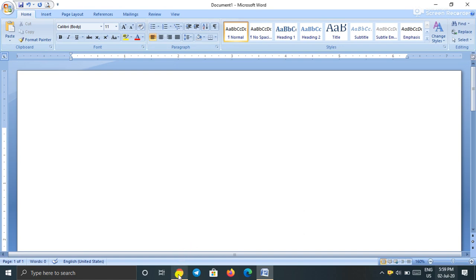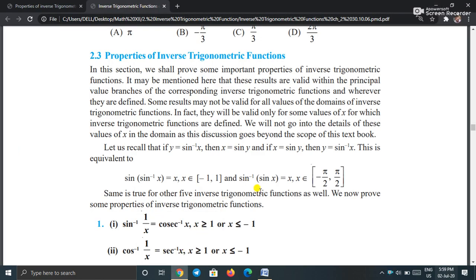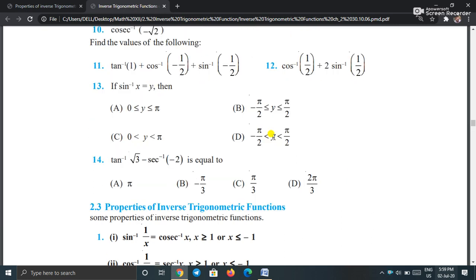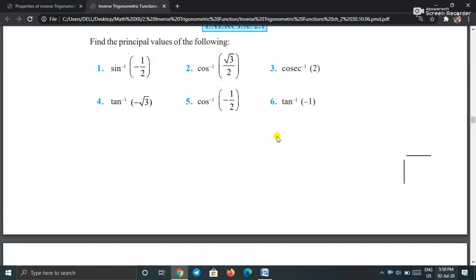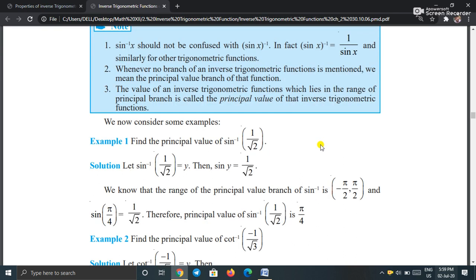In a previous lecture, we discussed inverse trigonometric functions, their domain, their range, their graph, and the principal value branch. And what is the difference between the reciprocal and the inverse trigonometric function?